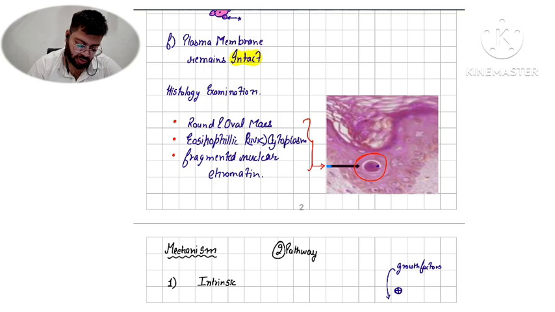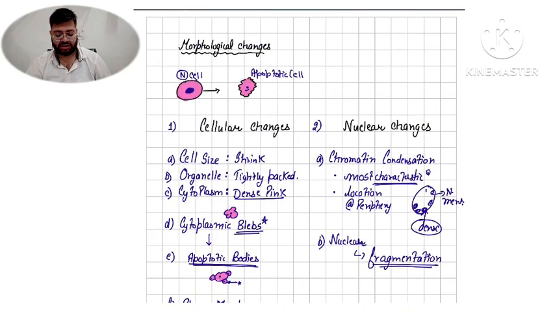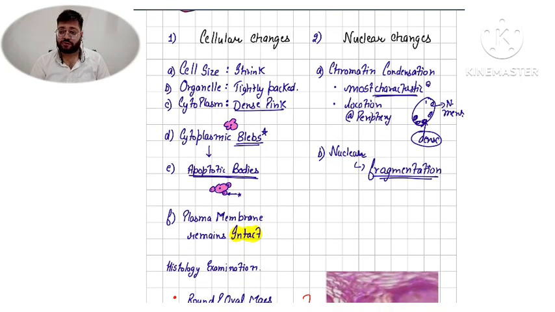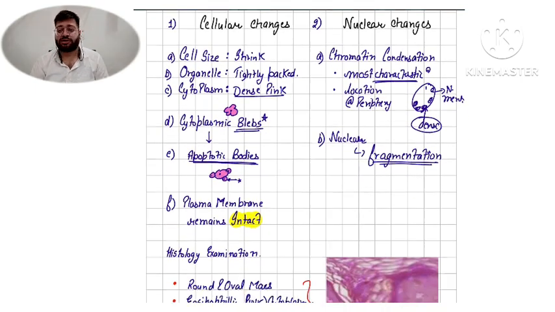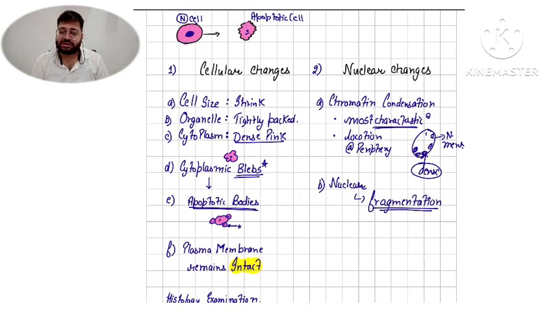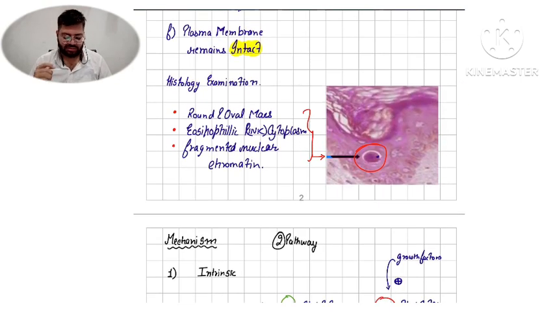So we are done with the morphological changes of apoptosis. These are very simple. We need to remember: cell size shrinks, organelles are tightly packed, cytoplasm is dense pink, cytoplasmic blebs lead to formation of apoptotic bodies, and the plasma membrane remains intact. Nuclear changes occur: chromatin condensation and nuclear fragmentation. Chromatin condensation occurs at the periphery with formation of dense masses. On histology, a round and oval mass is seen, with eosinophilic pink cytoplasm, and fragmented nuclear chromatin can be observed.